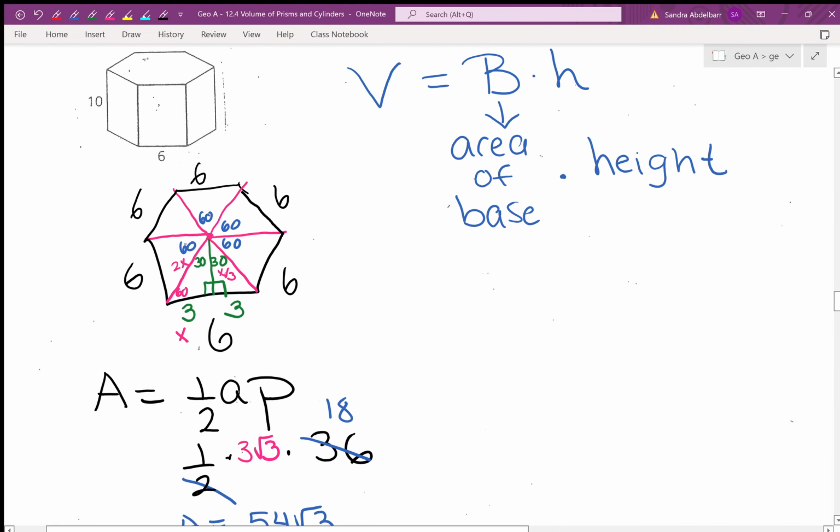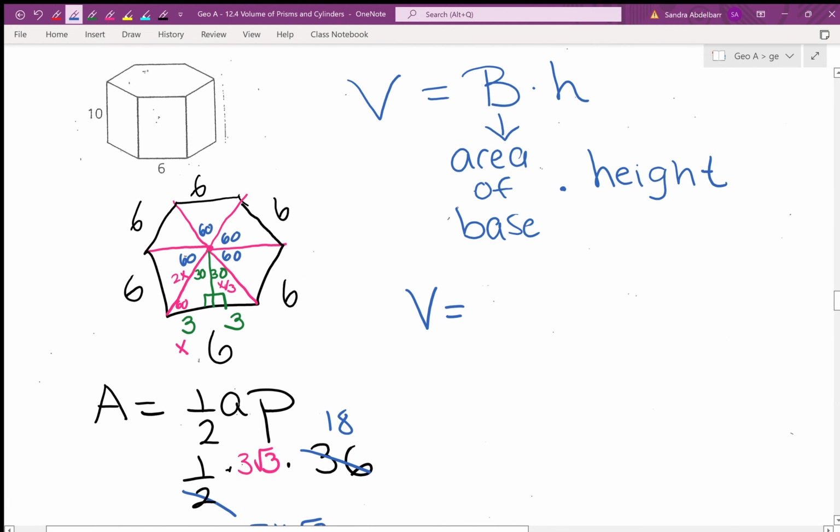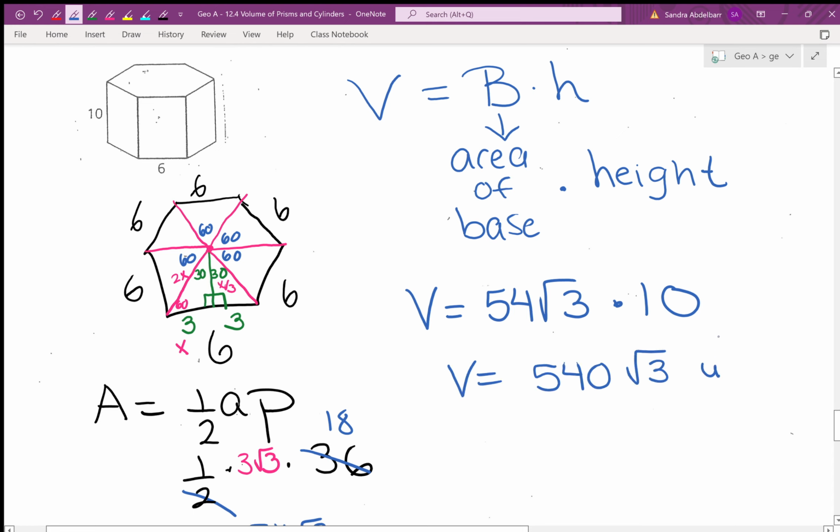Area of the base. So we're going to go back into our formula. The area of our base is 54 root 3. What is the height of the whole prism? 10. So we're going to be 540 root 3 units cubed.